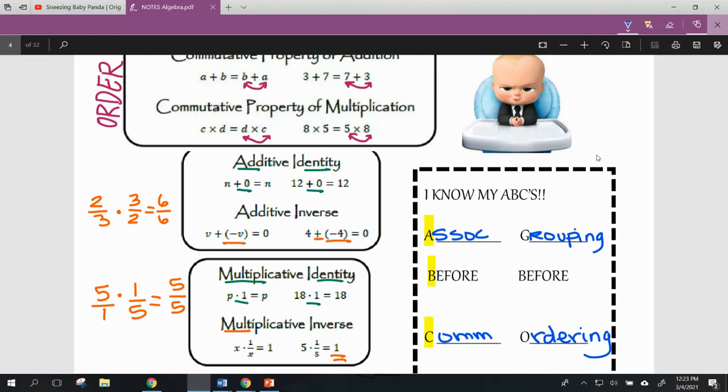Boom. All right, so just a little nugget to help you remember which is which, because it can get a little confusing. Associative before commutative, grouping before ordering, meaning the associative must have grouping symbols, and the commutative property changes the order of our numbers. All right, there we go, guys.